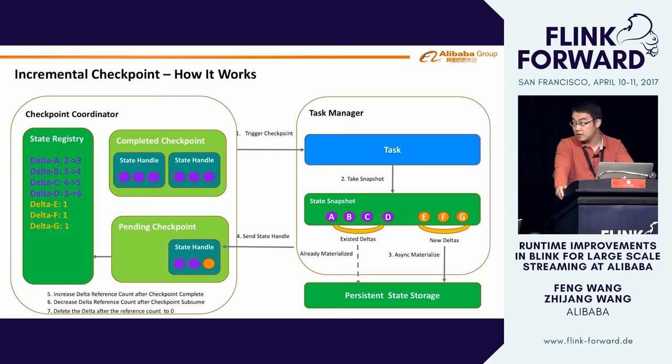When a checkpoint completes, the reference counts of all the deltas will be increased. And when a checkpoint expires, the reference counts of all the deltas in this checkpoint will be decreased. We can delete the data when its reference count reaches zero. Now we are contributing this performance improvement to Flink's community recently.